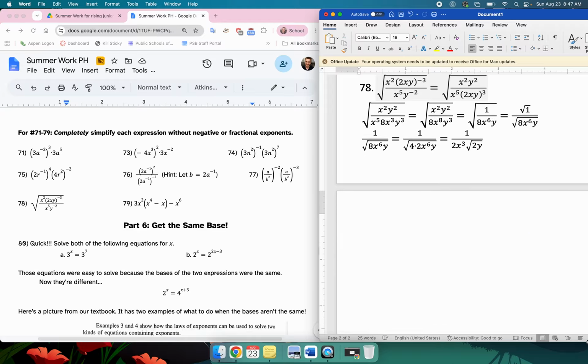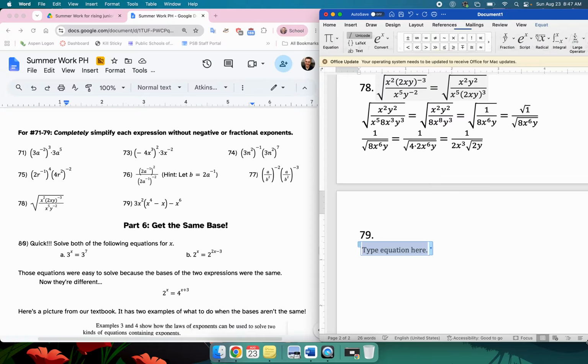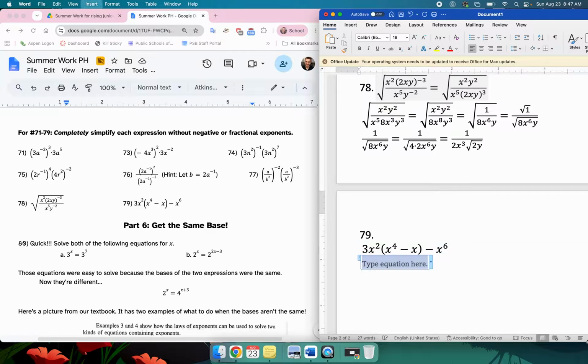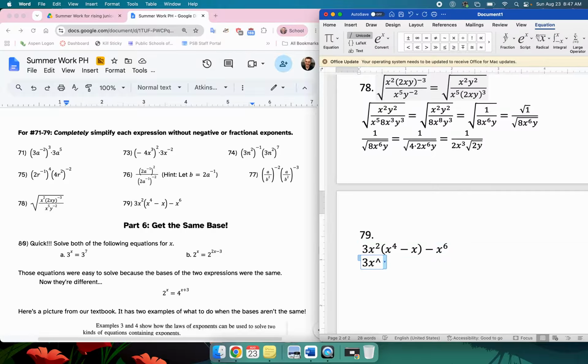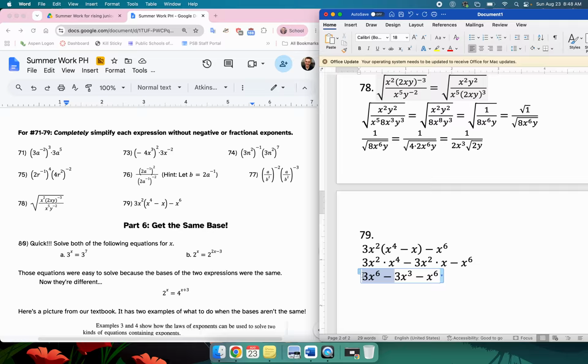79, 3x squared times x to the 4th minus x to the 6th. I would just start by distributing the 3x squared. So that's 3x squared times x to the 4th minus 3x squared times x, and then minus x to the 6th. So x squared times x to the 4th, that's x to the 6th, minus 3 times x squared times x is x cubed. And then after that, you might just notice that you have some like terms.